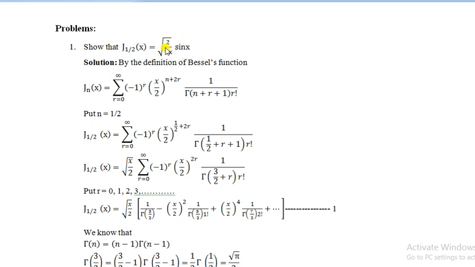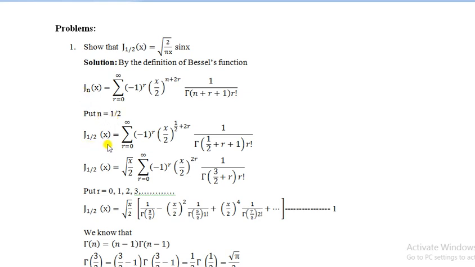To prove this function, here we are using the definition or formula of Bessel's function. We already proved the Bessel's function Jn of x, which is summation of minus 1 raised to r, x by 2 raised to n plus 2r, 1 divided by gamma of n plus r plus 1 into r factorial. In this Bessel's function we need J half of x here. Therefore we will substitute n is equal to 1 by 2.